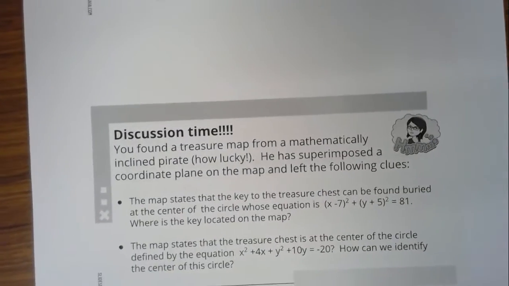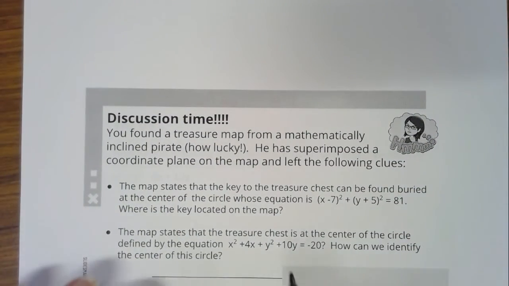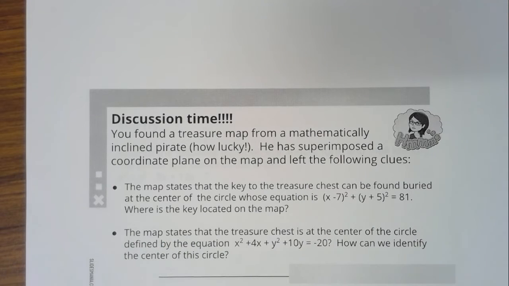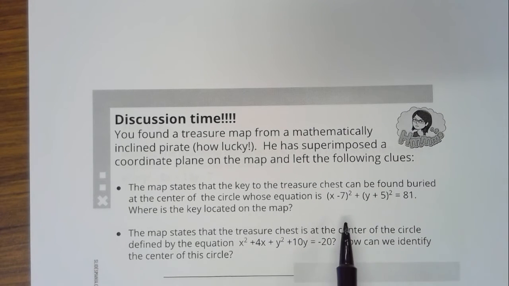So first, let's look at what are the benefits of having our equation in this format. So you found a treasure map from some mathematically inclined pirate. How lucky are we? And this super genius pirate thought he could hide his key and his treasure chest by using some math equations here. So he superimposed a coordinate plane on a map and told us, according to the clues, that the key is located at the center of this circle.